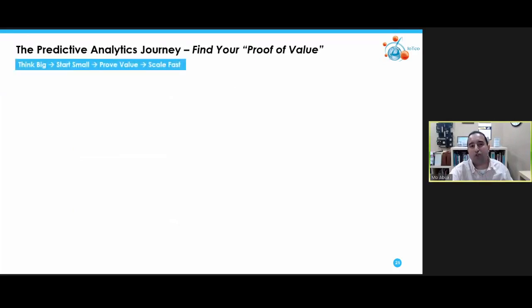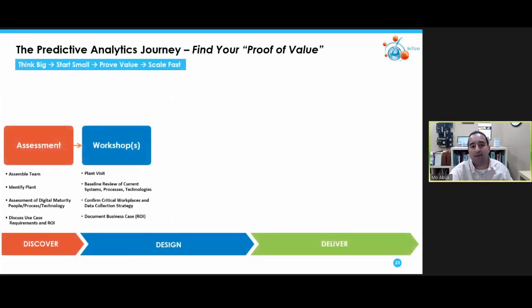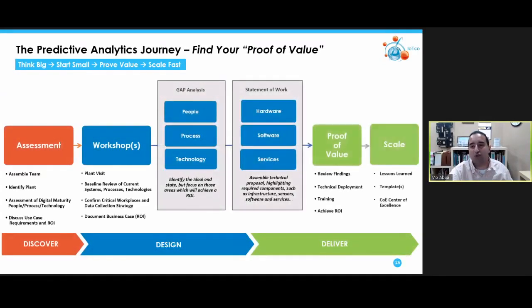So we have an approach we follow, and this is a very systematic approach, actually. I would recommend this approach to manufacturers out there. Think big, start small, as they say, but also fail small and succeed small and prove value and scale fast. You have to do an assessment. You have to understand your business case. You have to do technical workshops that map out the gaps for your people, process, technology, and then where should you start would be the answer.